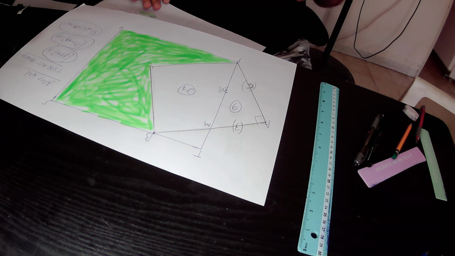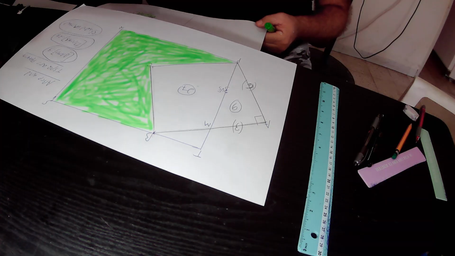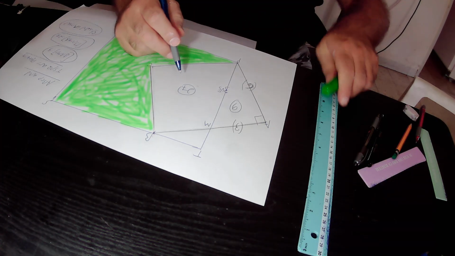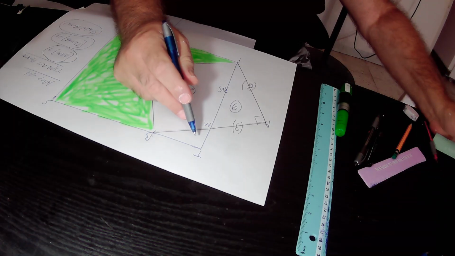We know that all the angles inside square TSQP are right angles, and therefore this is a right angle.